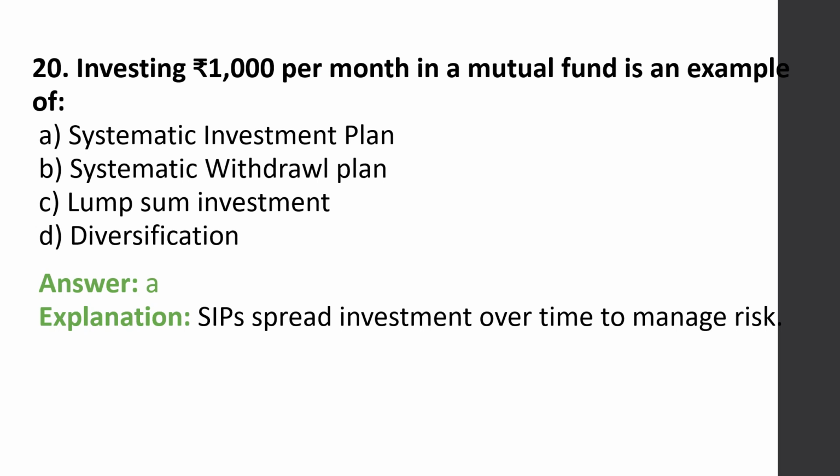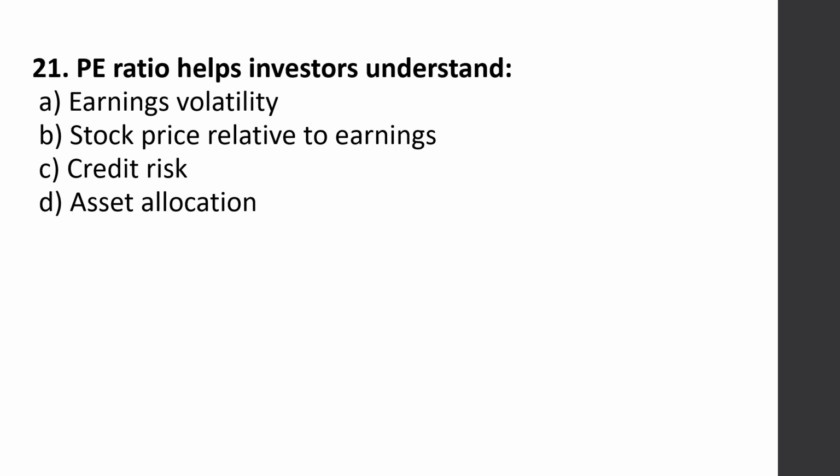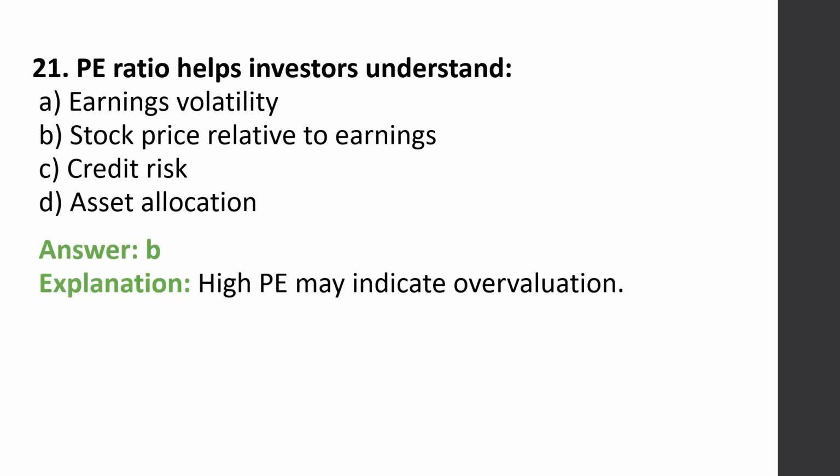Next question. PE ratio helps investors understand option A, earnings volatility. Option B, stock price relative to earnings. Option C, credit risk. And option D, asset allocation. Correct answer is option B. High PE may indicate overvaluation.